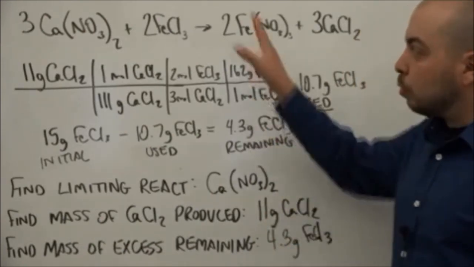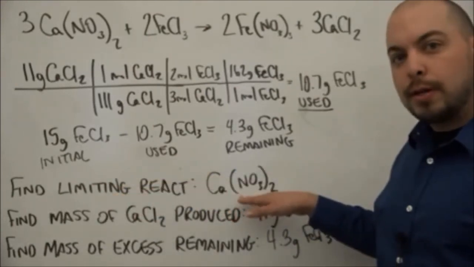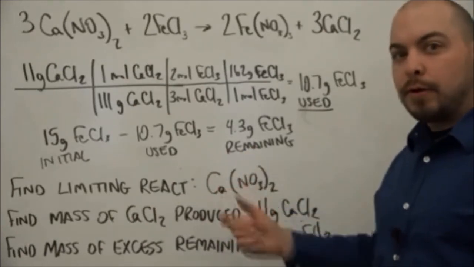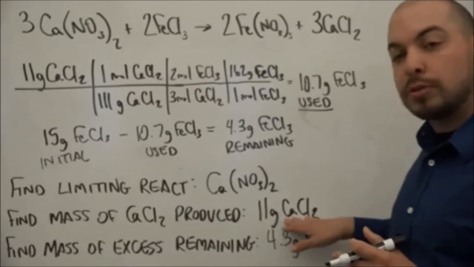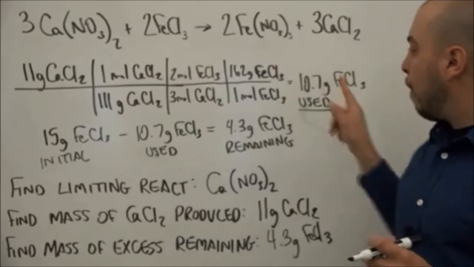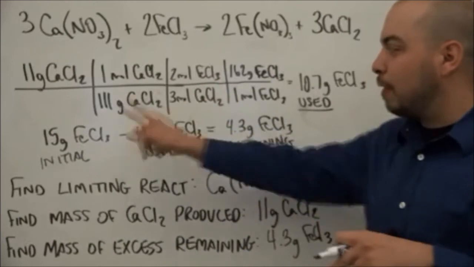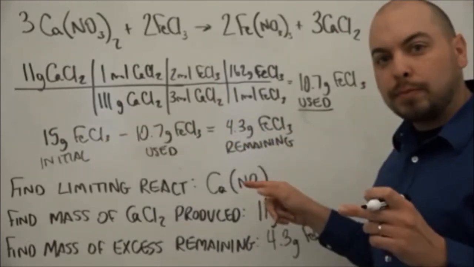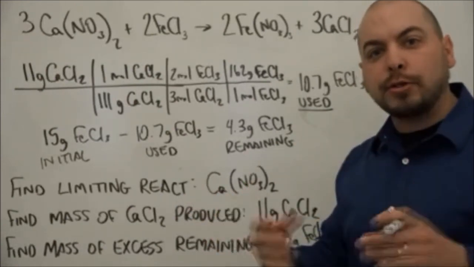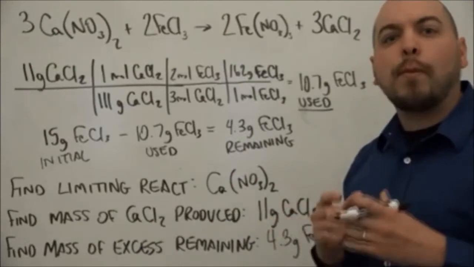So, as a result of our problem, we were number one, able to find the limiting reactant, calcium nitrate. We were then able to find the mass of the calcium chloride produced in the same exact step over the course of the chemical reaction. We know we produced 11 grams of calcium chloride. We then used that to go back and figure out how many grams of iron chloride were used, and then use that to figure out how many grams of iron chloride remain. This is a very challenging problem. So if you got lost or made any mistakes during the course of the problem, make sure you go back and understand where you made those mistakes so in the future you won't make them again.